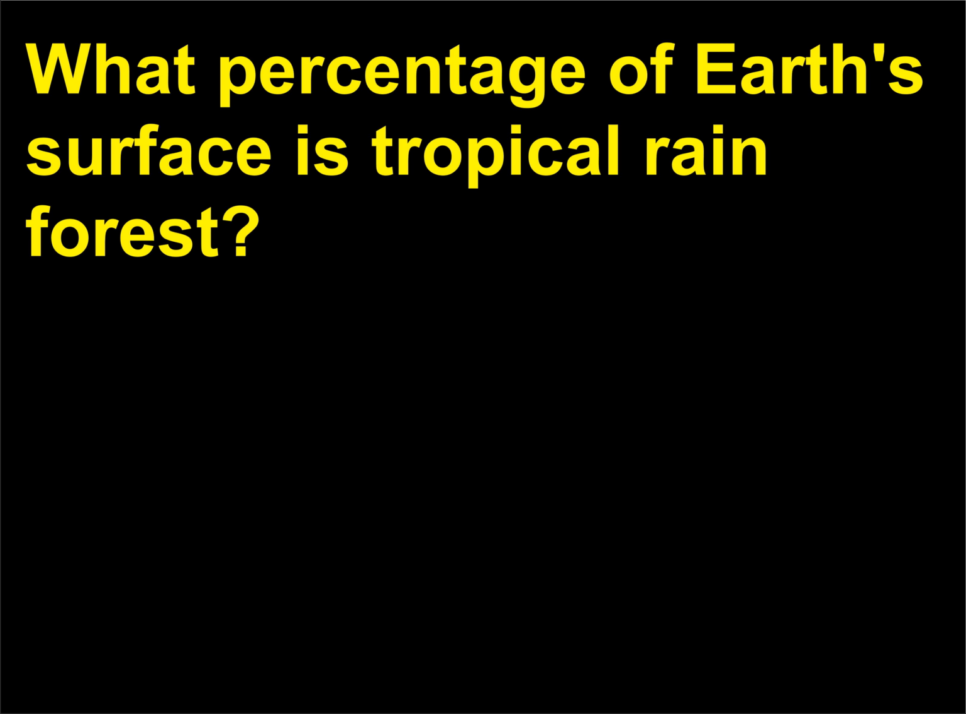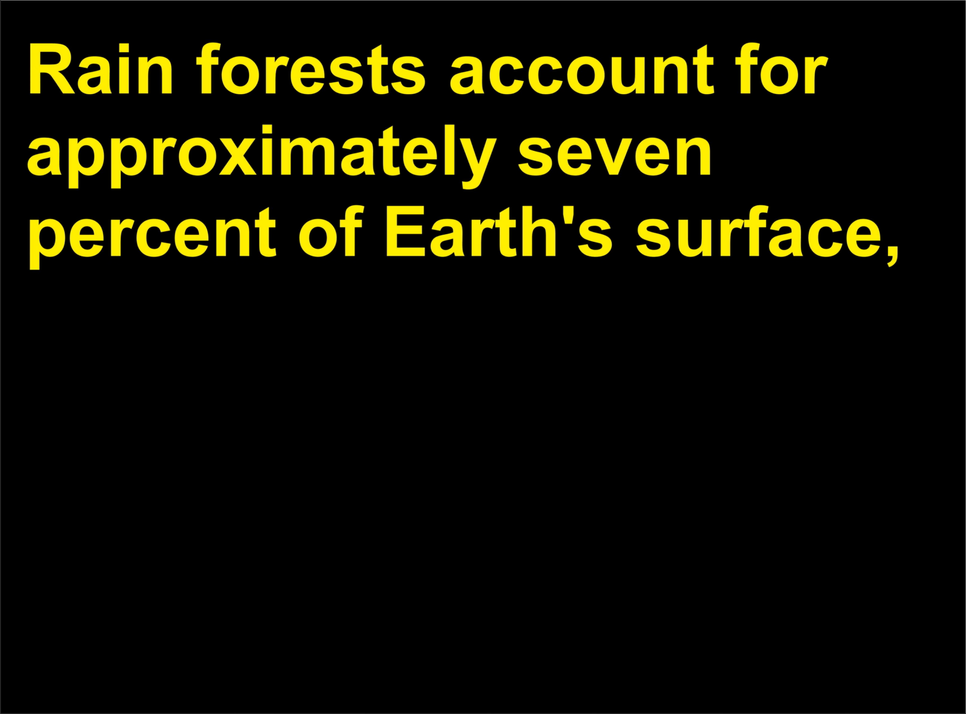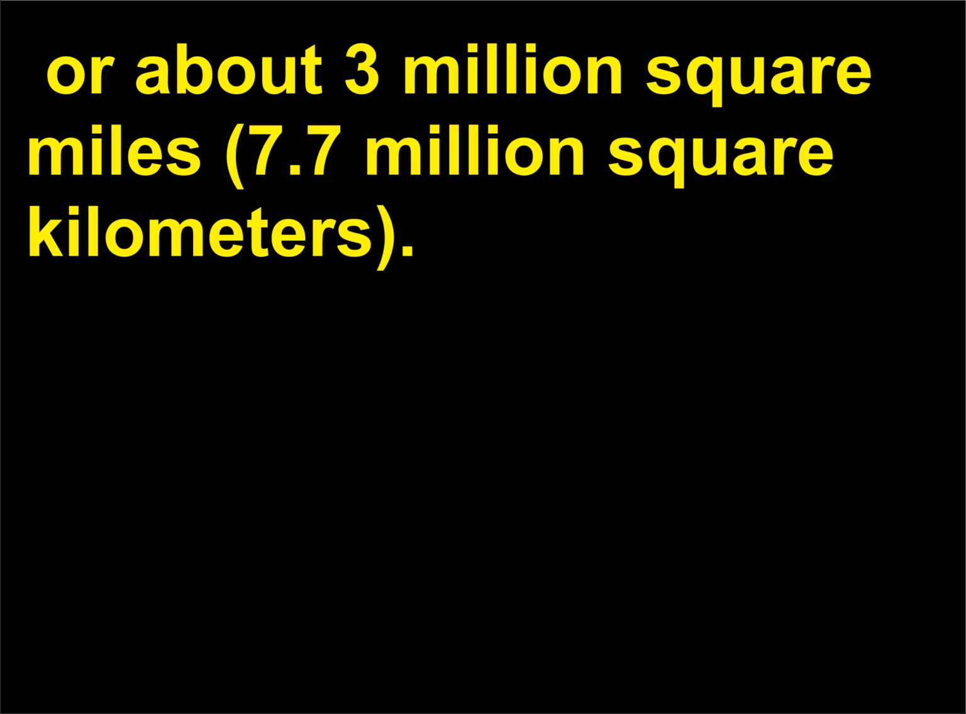What percentage of Earth's surface is tropical rainforest? Rainforests account for approximately 7% of Earth's surface, or about 3 million square miles, 7.7 million square kilometers.